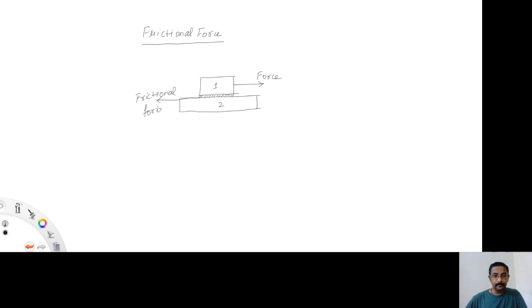Now this frictional force happens because of the contact between the two surfaces. The two surfaces are in contact and hence they tend to bind themselves. So you have to apply some force to move them. That is an example for you. So frictional forces are basically contact forces.